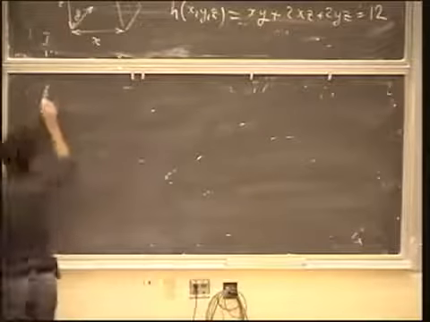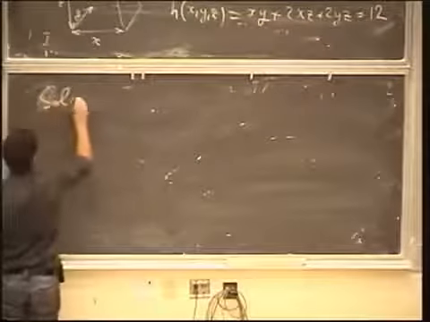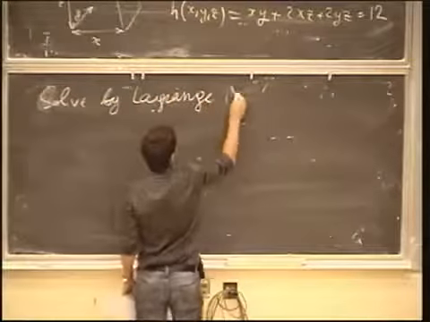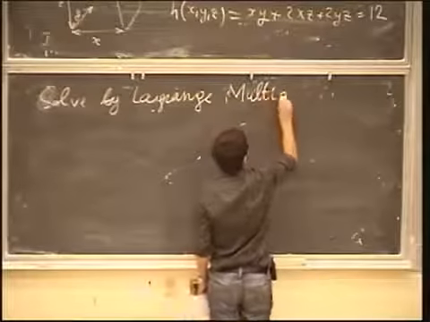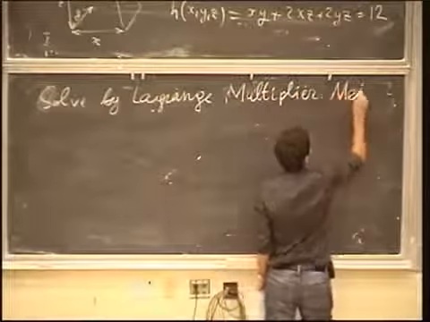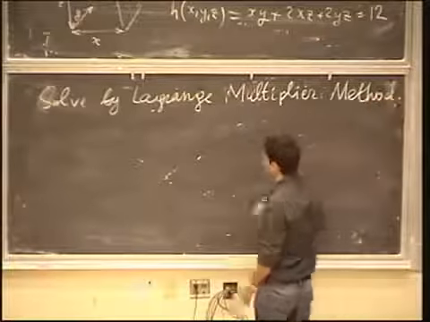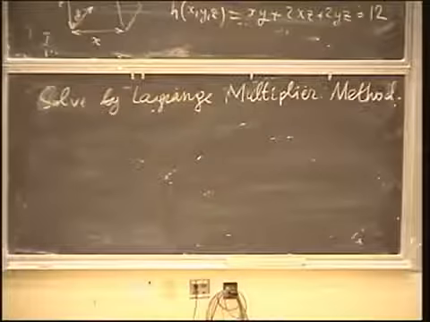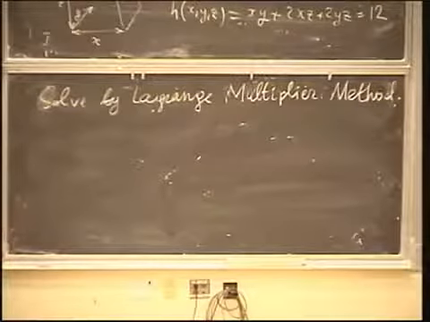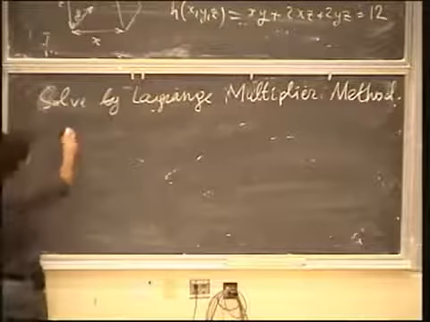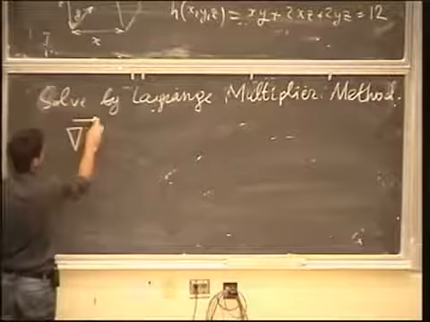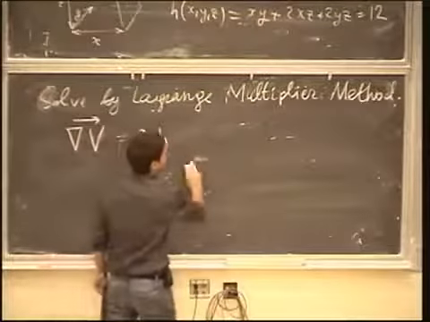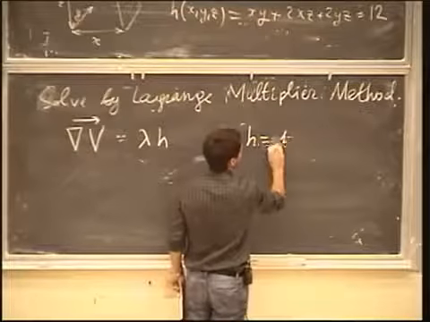Okay, so solve by the Lagrange multiplier method. That means that we are looking for points x, y, z. I'll just call them x, y, z to simplify notation, such that nabla v, the gradient of the function v, is proportional to the gradient of the function h. And I will also impose the equation h equals 12.